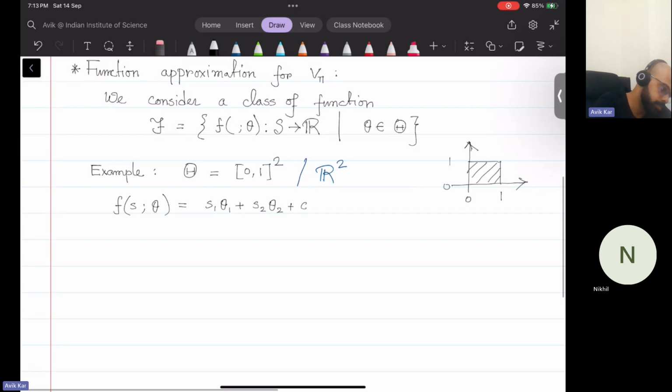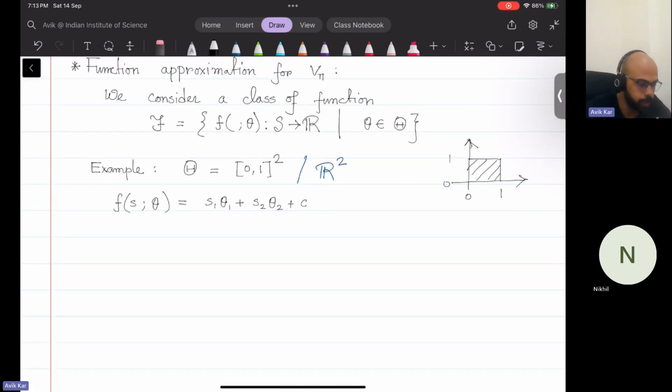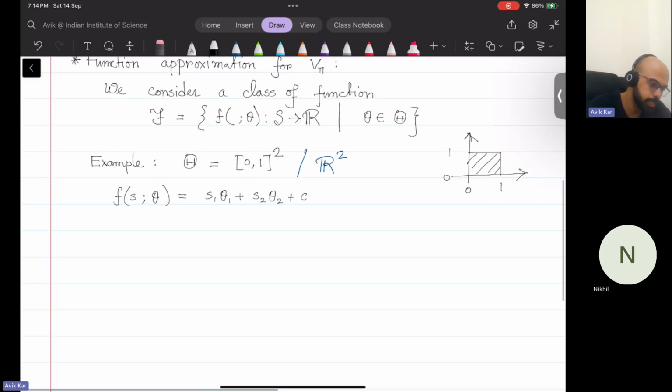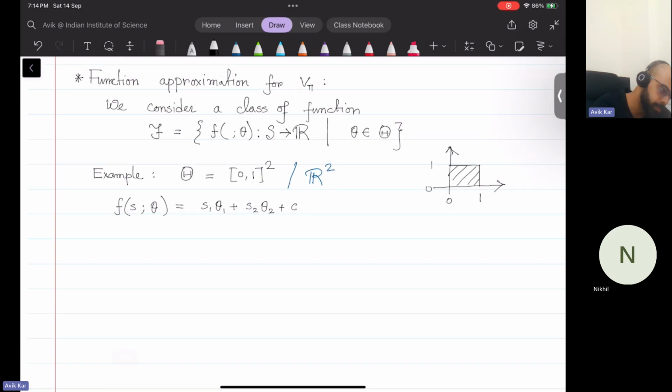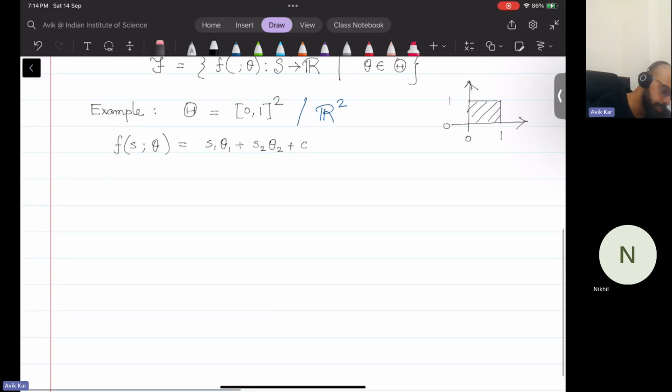Here are some notations I'm writing. So this is an MDP, right? And when I fix a policy, then for a fixed policy we have an induced Markov chain, and a Markov chain has a transition matrix. So when we are fixing the policy pi, let us denote the transition matrix of the induced Markov chain by P pi.